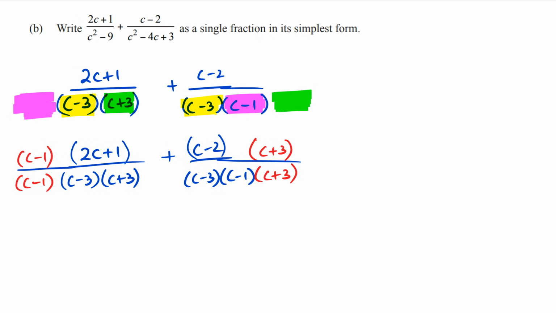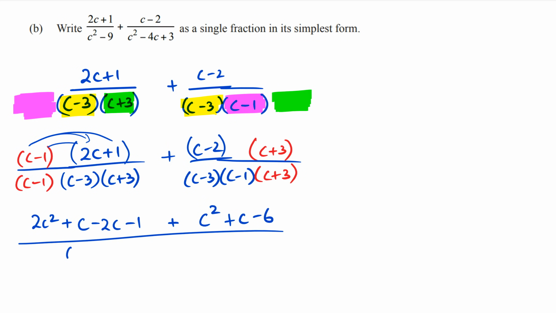So now I've got a lovely quadratic on both sides, so I'm going to expand that quadratic out. So I'm looking at this right now. I've got 2c times c, which is 2c squared, then c times 1 is just 1c. Then I've got negative 1 times 2c, which is negative 2c. Negative 1 times plus 1 is negative 1. Plus c minus 2 times c plus 3. Well, that's kind of nice and simple. I can just go c squared plus c minus 6. And the whole thing is now divided by c minus 1 times c minus 3 times c plus 3.